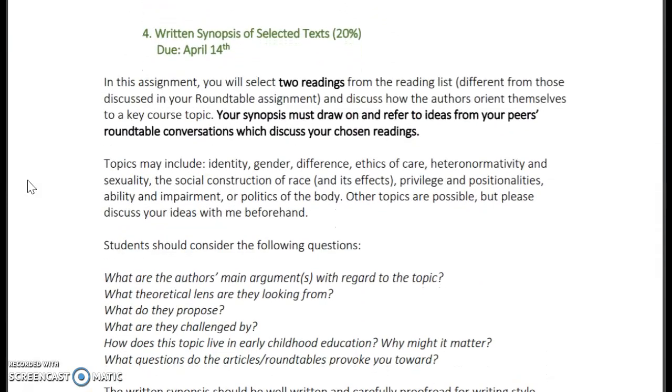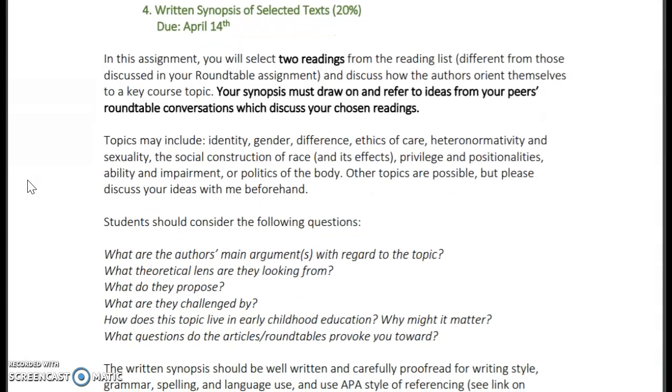So the final assignment that you have in this course is called a written synopsis of selected texts, and that's due April 14th. It's 20%. So in this assignment, you'll select 2 readings from the reading list, different from those that were discussed in your roundtable assignment, and you'll discuss how the authors orient themselves to a key course topic. So your synopsis must draw on and refer to the ideas of your peers' roundtable conversations, which discuss your chosen readings here. So you'll be drawing mainly on the author's perspectives, but you'll also be incorporating some of the ideas that were discussed in the roundtable that discusses these articles as well.